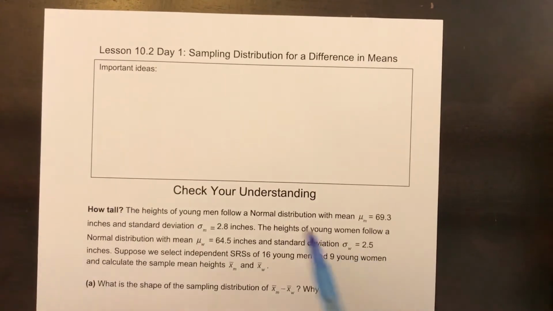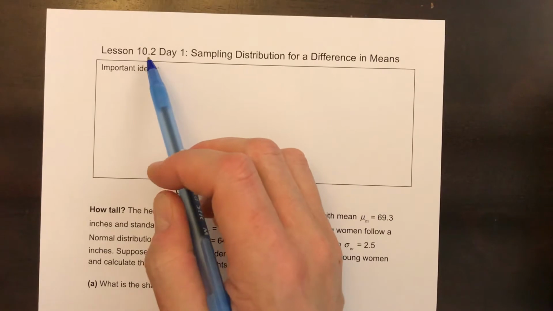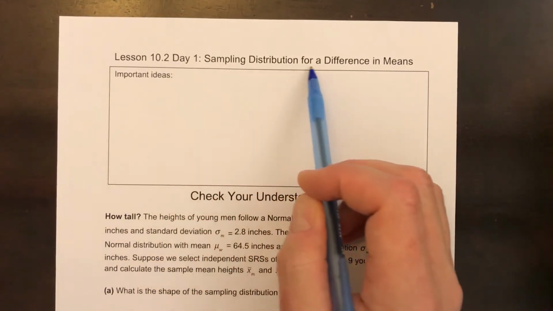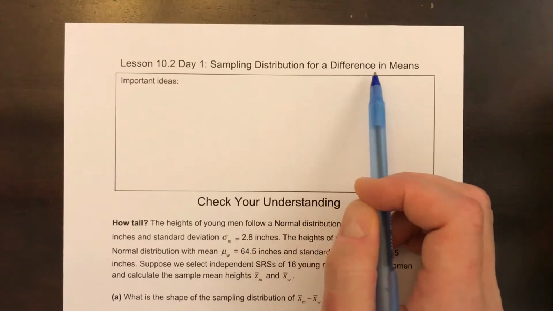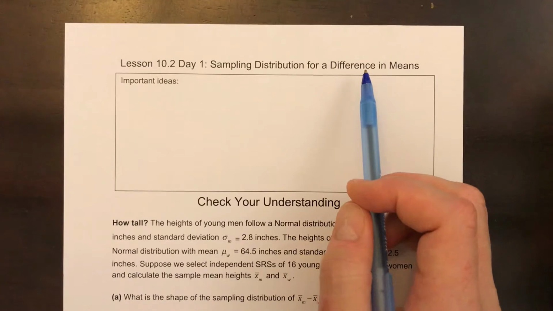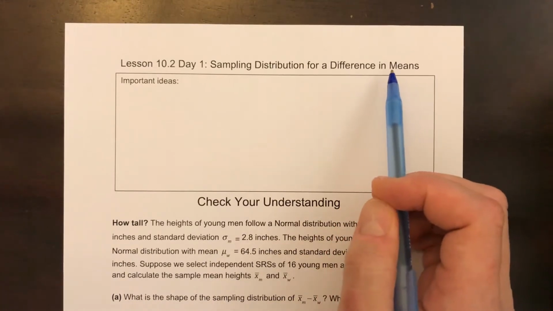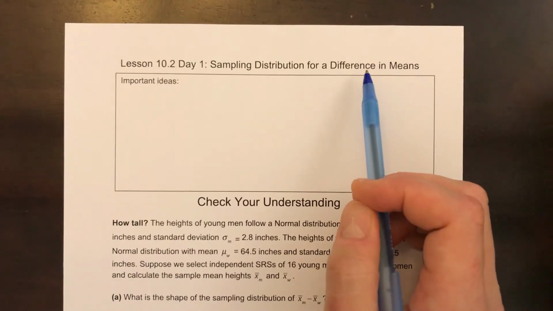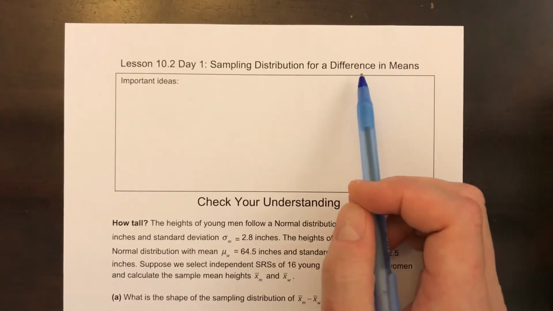Okay, AP Stats fans, our topic for today is lesson 10-2, day 1. This is the sampling distribution for a difference in means. In 10-1, we did the sampling distribution for a difference in proportions. Today, we're going to talk about means. So the nice thing is you're going to see a lot of the same concepts, just some different variables.